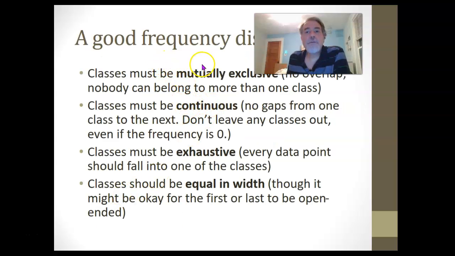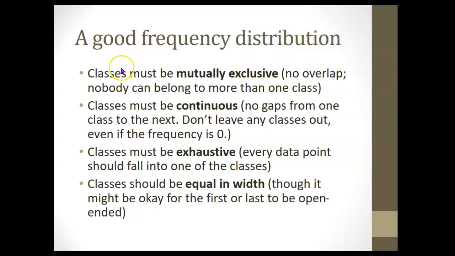So, a good frequency distribution. For a frequency distribution to be correctly constructed, there are some things that ought to be true about it. You don't want any classes to overlap. You don't want the same value to be counted in more than one class, or for there to be any doubt where it's counted. So the classes should be mutually exclusive, but there shouldn't be any gaps between classes. Where one class ends, the next class should begin right at the next number. So they should be continuous with no gaps between them. They should be exhaustive. So every data point should fall into one of the classes, and they should all be equal in width.